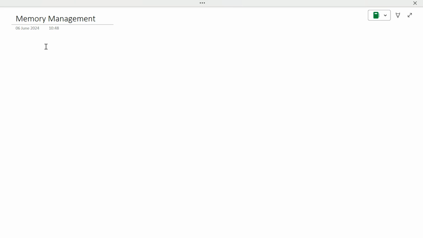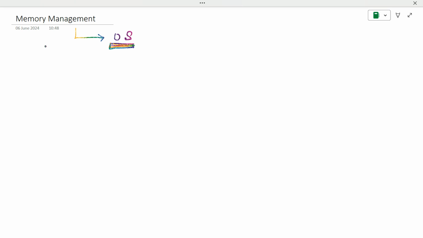Hi all, good morning. Today in this lecture we are going to learn about memory management. But where are we managing memory? We will learn this term in terms of the operating system: how the operating system manages the memory, and how memory allocation is done when a program or a process is run in the memory.